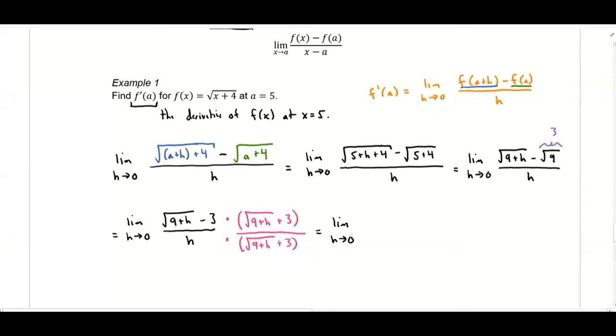So if I FOIL out that numerator, what I'm going to get is the square root of 9 plus h times itself, which gives me 9 plus h. My outermost terms are going to give me plus 3 times the square root of 9 plus h. My innermost terms, minus 3 times the square root of 9 plus h. And then my last terms are going to give me minus 9. And I'm just going to leave my denominator without doing anything to it. I'm just going to rewrite it here.